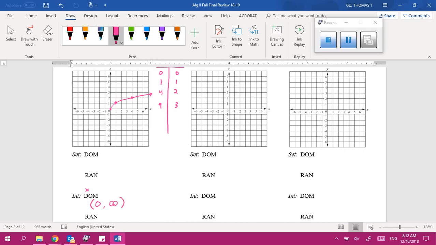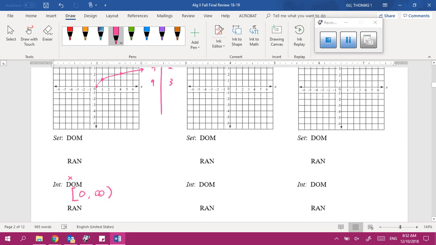Parentheses. But what about the 0? That's a bracket because we actually are starting on that point, right? There's no open circle right there. It's just a solid point. So we go bracket, 0, comma, infinity, and then parentheses. Now what about the range?